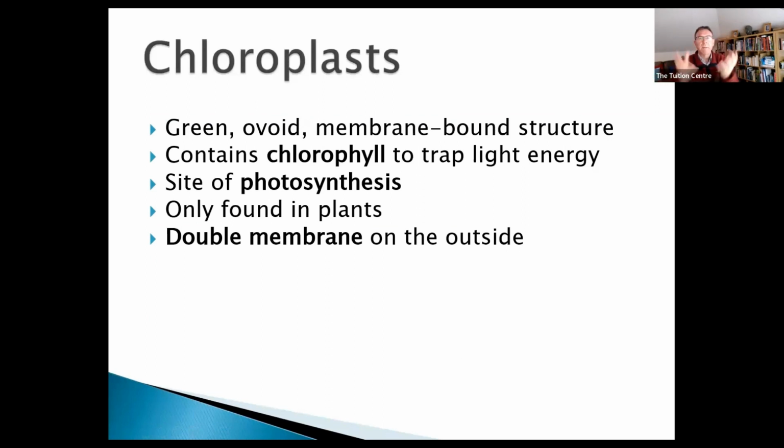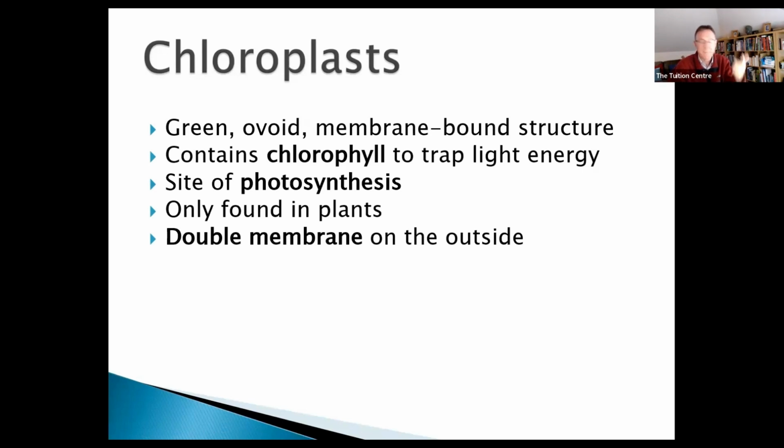So in other words, they're surrounded by membrane. That membrane is a double membrane. So there's a double membrane around the chloroplast, as well as these stacked inner membranes, which we'll look at in a second. The function is that it contains chlorophyll to trap light. That's one of its functions. It manufactures glucose through the process of photosynthesis. That's the other major function.